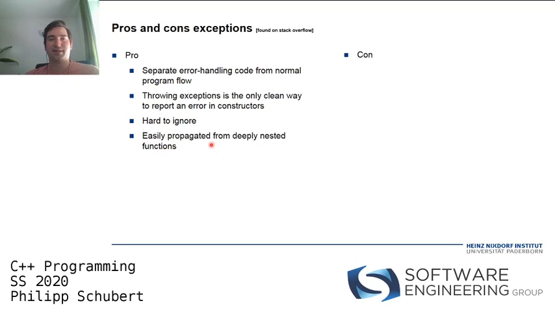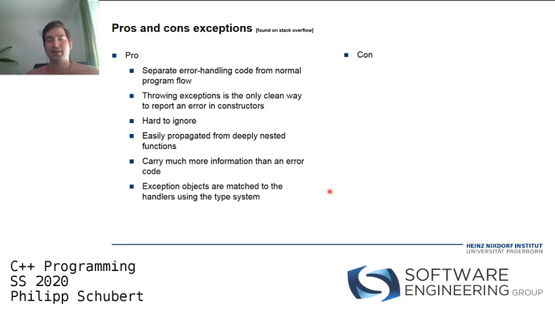It's also easy to propagate errors from deeply nested functions because of the automatic stack unwinding that is done for you. And it also carries much more information than a simple error code. Maybe you use an integer for an error code, then you have to document that yourself and all that stuff. And using exceptions, you can transfer and propagate more information about the error. Also, exception objects are matched to the handlers by using the type system. So each throw has a corresponding catch, and if the types match, then the handler is used to handle that error. And again, automatic stack unwinding, which is very important, very powerful.